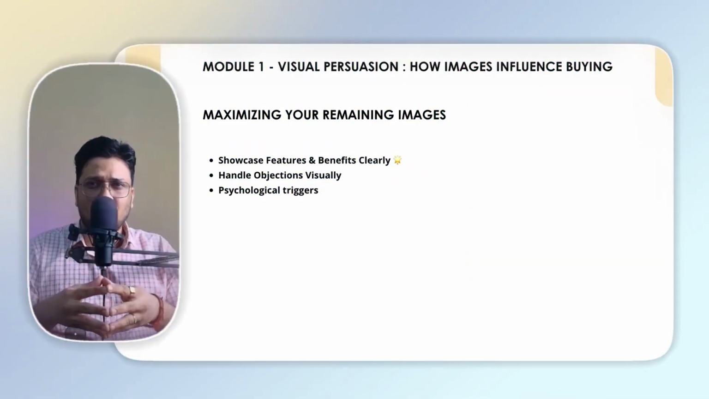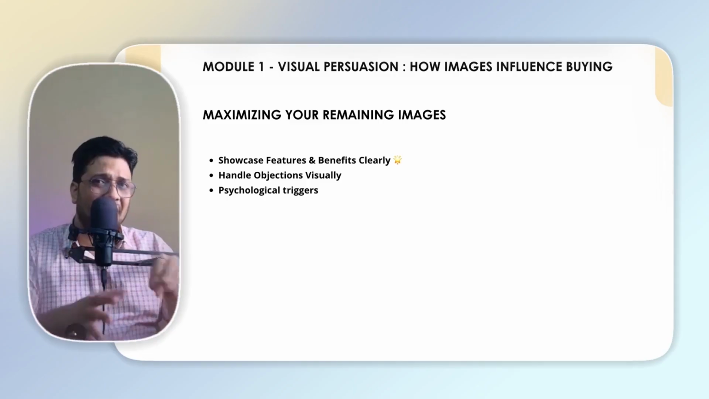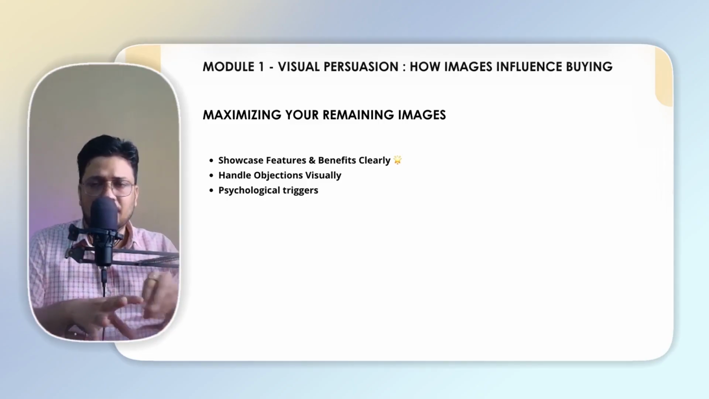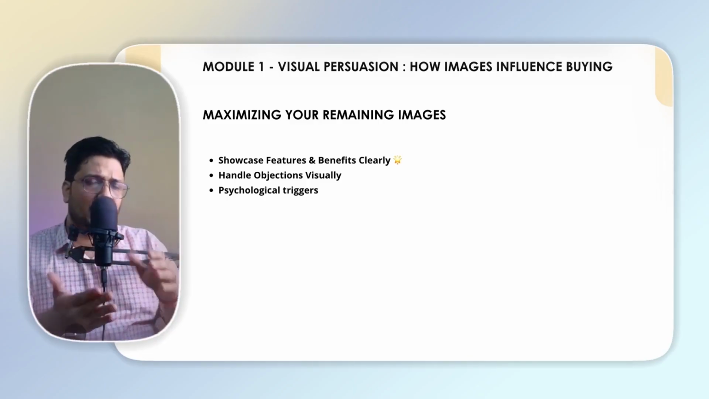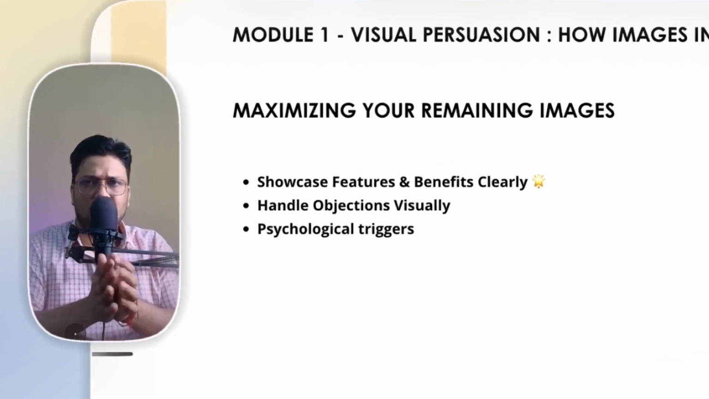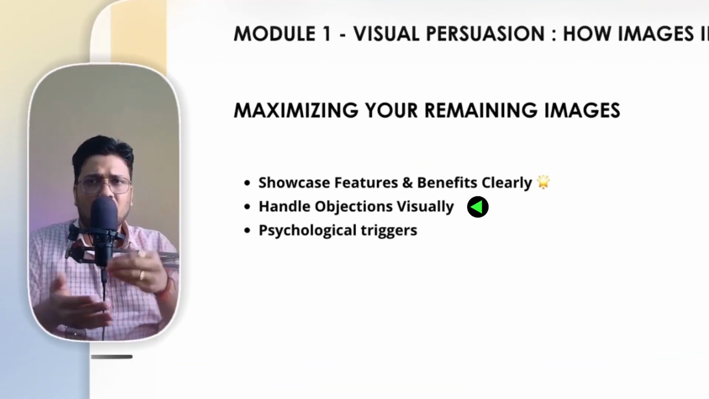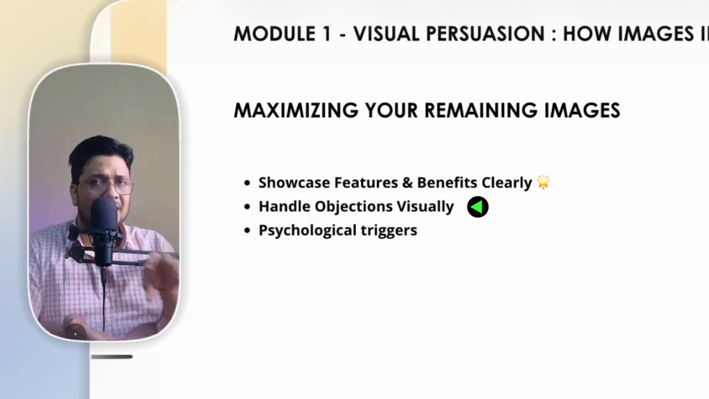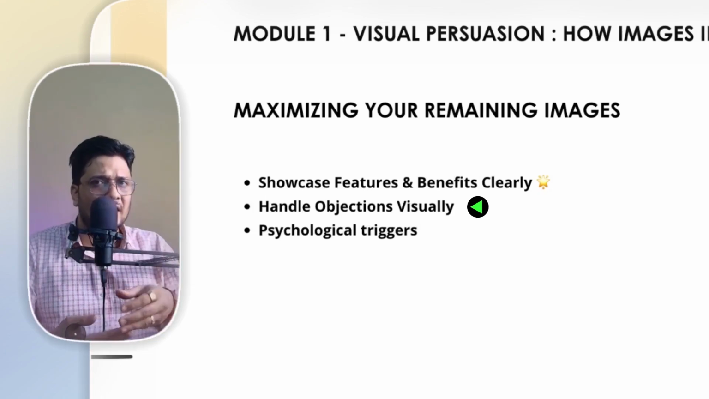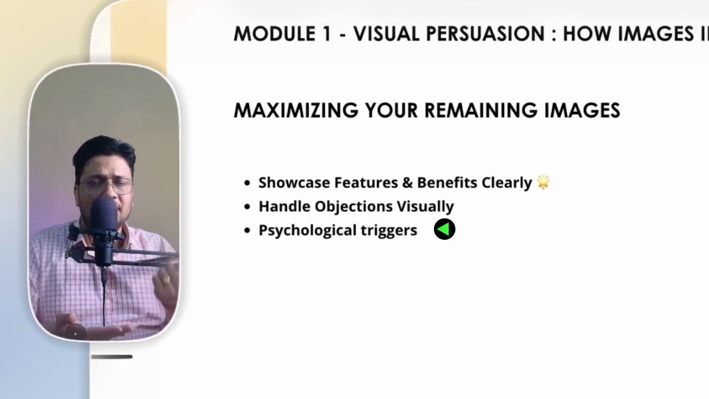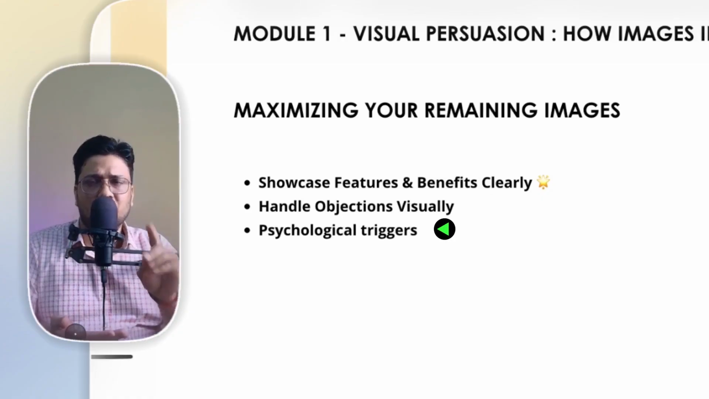Now let us talk about how to make the best use of the remaining 9 images. Your remaining 9 images should convey these 3 points. First, they should showcase the features and benefits of your product. Next, your customer will have some objections in their purchase journey. Your listing images should address that. And finally, you can use some psychological trigger to push your customers to make a purchase.